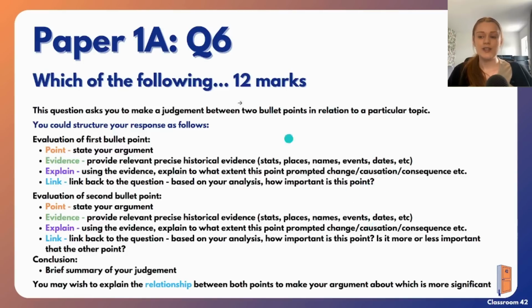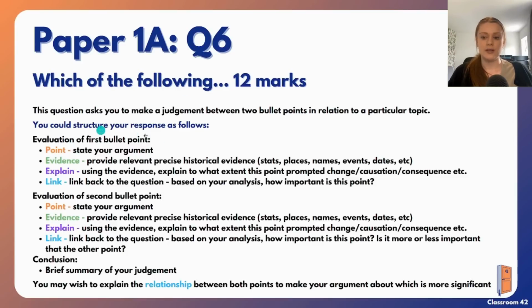Okay, so now we are on question 6, which is the final question within paper 1, section A. This question is our essay question, and it will ask us which of the following, and it's worth 12 marks. This question basically asks us to make a judgment between 2 bullet points in relation to a particular topic. It will ask us which of the following was the more important reason for, or the biggest consequence of, or one of our second order concepts. And it'll give us 2 bullet points, and we have to make a judgment between which of those bullet points was more important for the topic in the question.